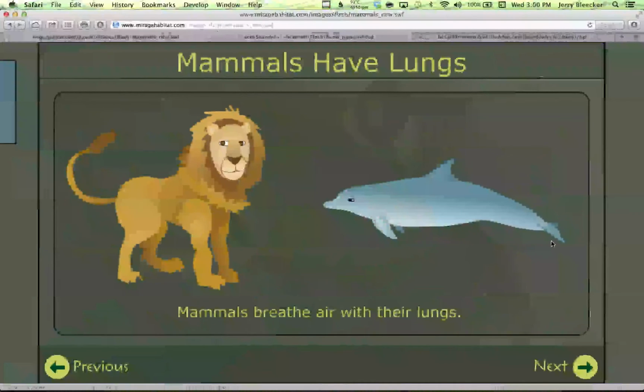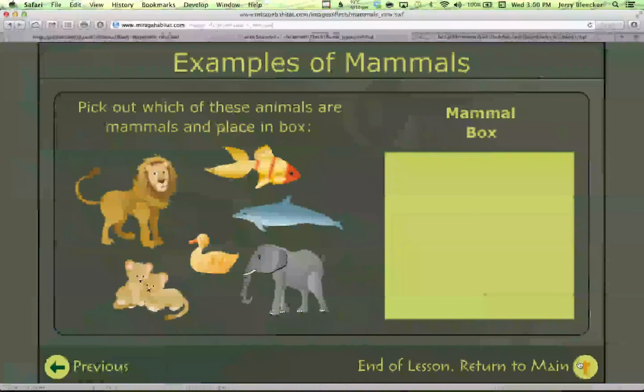All mammals have lungs, they're air breathers. It's what we do. And you can have a little bit of fun with this. This is on the website. See if you can figure out the mammal box. I think you guys will be good to go.